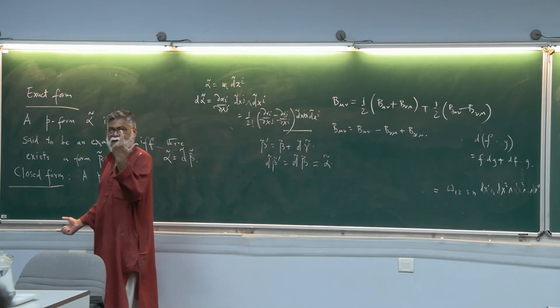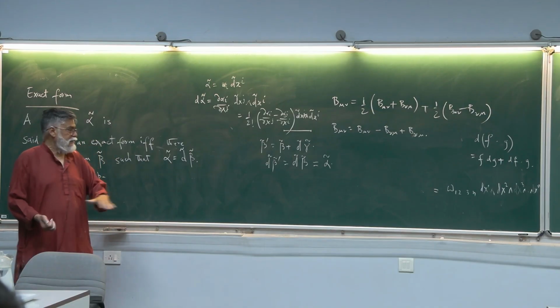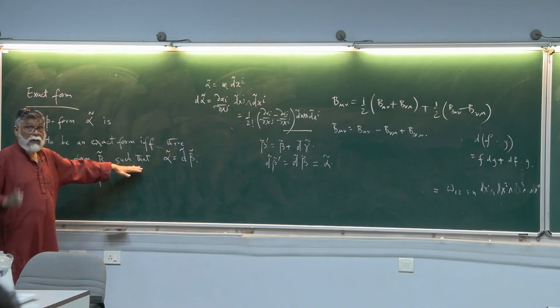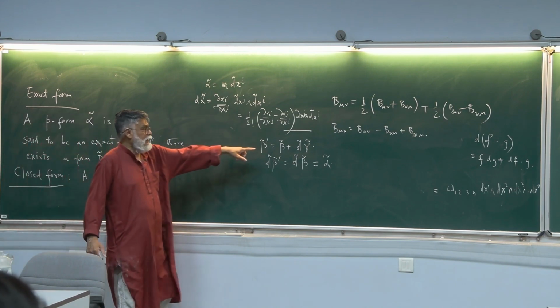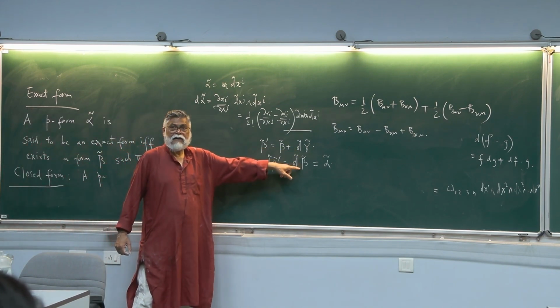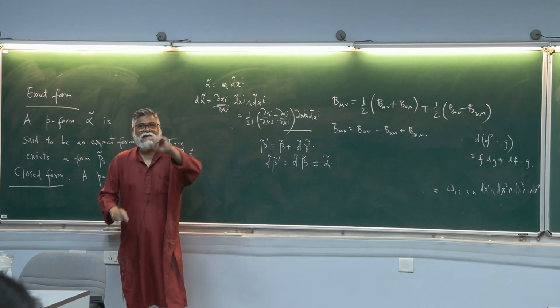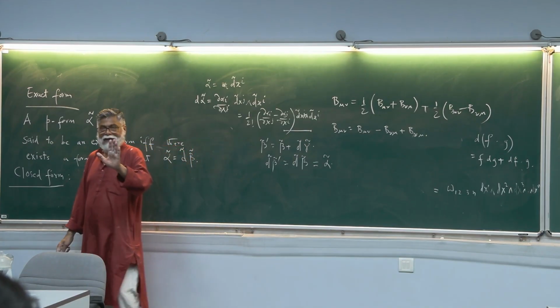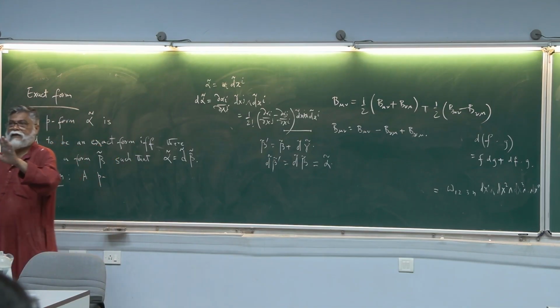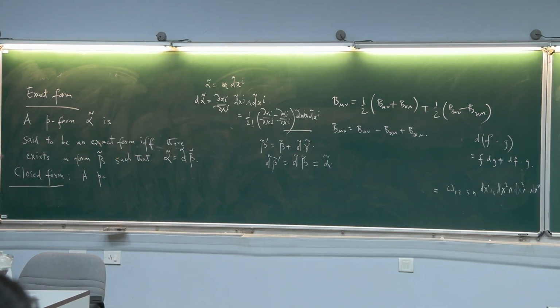There exists at least one beta, then of course there is an exact form, but beta is not unique. If there is one beta, I can always add to that beta d gamma, and you will get the same result. What does this remind you of? Gauge symmetry.